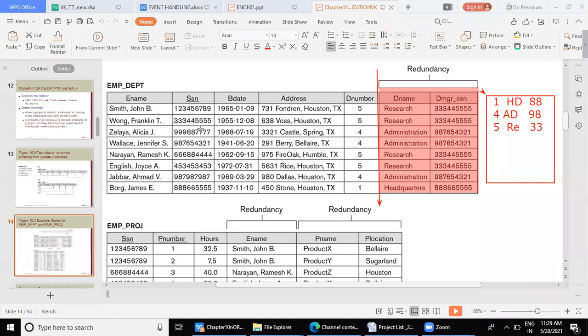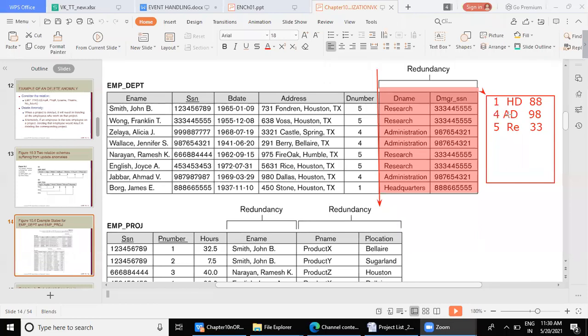Now, can you tell me how many people are working in the research department? Can you tell me how many people are working in the AD department? Three people, ma'am. So how did your brain fetch the information? By connecting the two tables. From which information did you connect? D number. Very good.